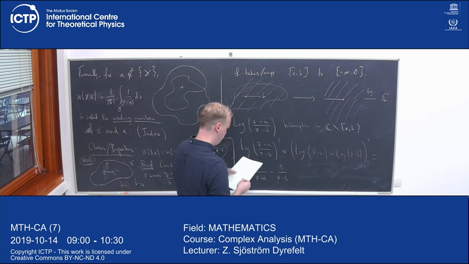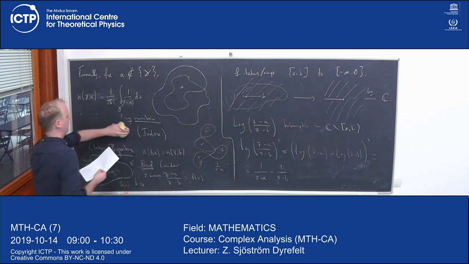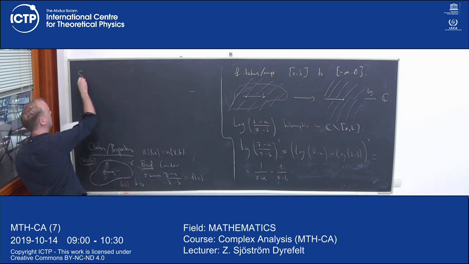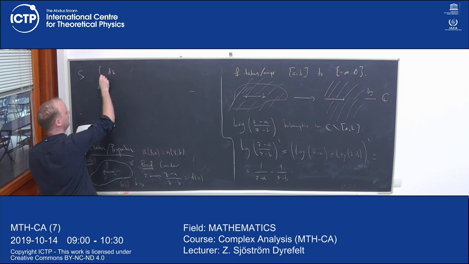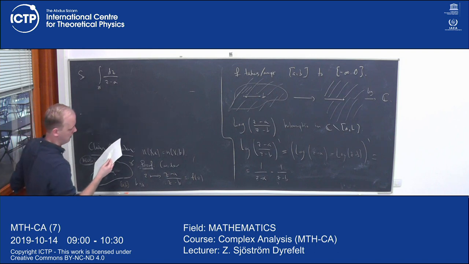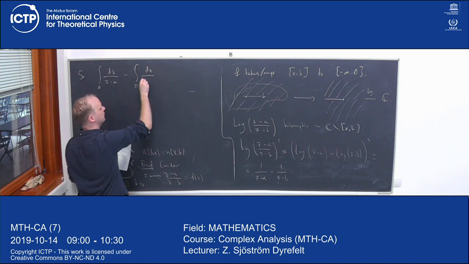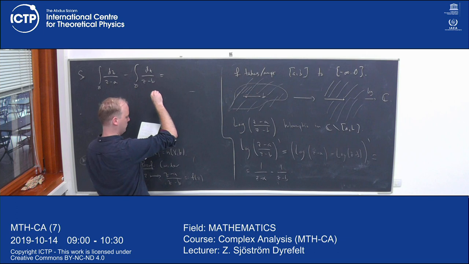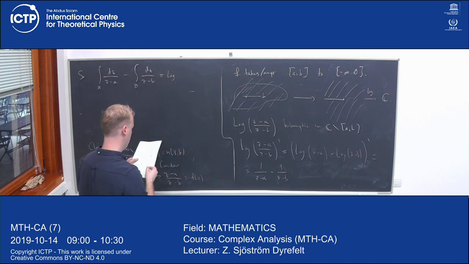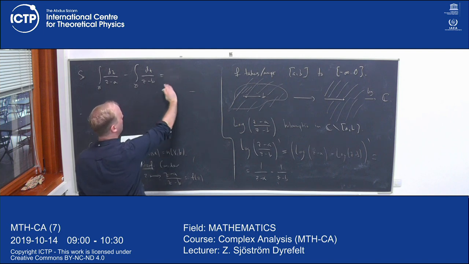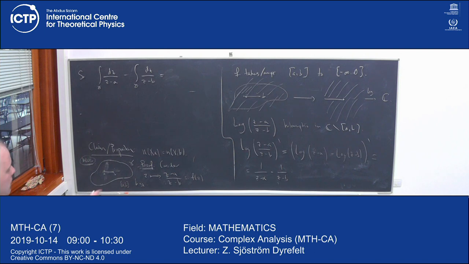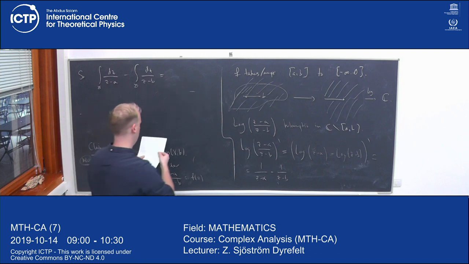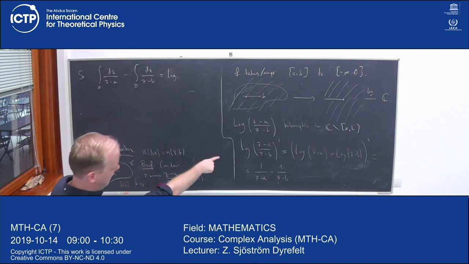So what does this imply? What I want to compute is this: the integral of dz over (z minus a), and I want to compare it to the integral of dz over (z minus b). This was the winding number around a, and this was the winding number around b. So this thing is actually equal to this log. This is the integral of log prime, so it's equal to log of these things.